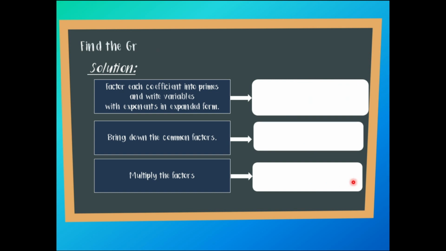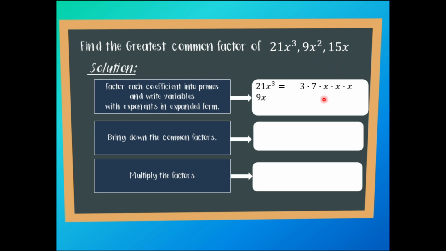Let's have another example. Find the greatest common factor of 21x cubed, 9x squared, and 15x. So we have three terms here. 21x cubed can be expanded into 3 times 7 times x times x times x. 9x squared can be expanded into 3 times 3 times x times x. 15x is equal to 3 times 5 times x.